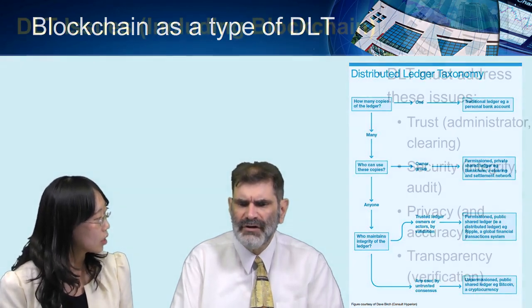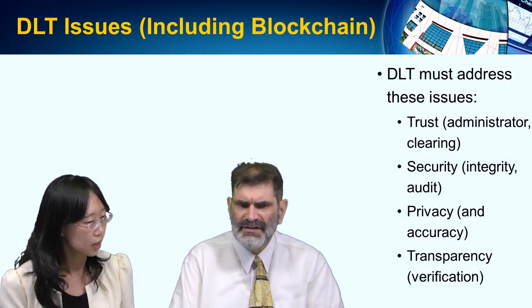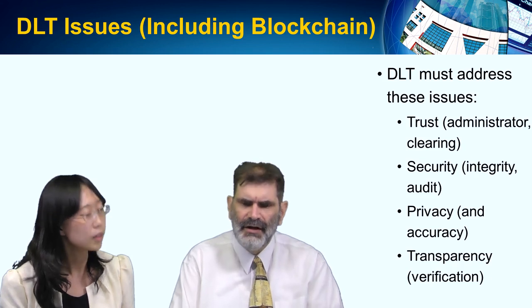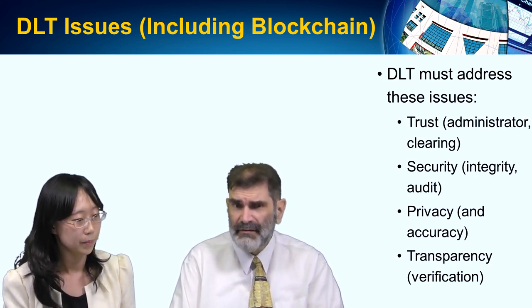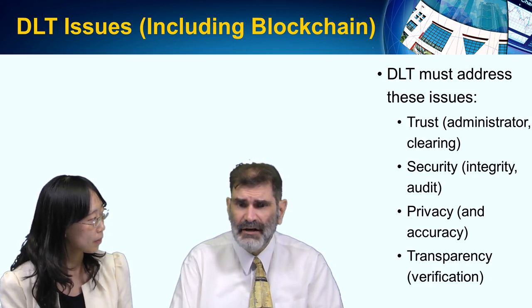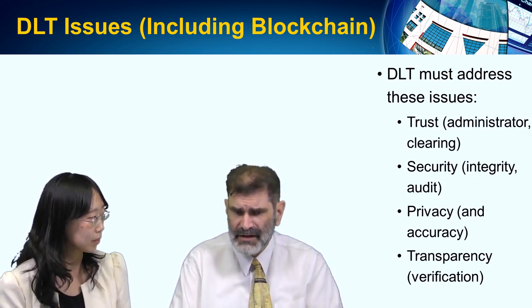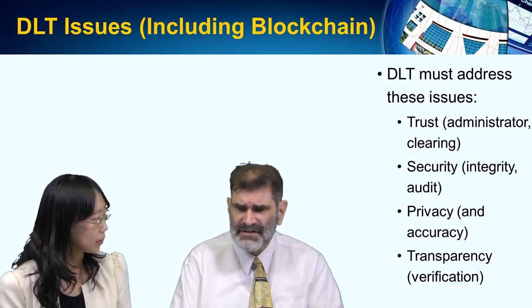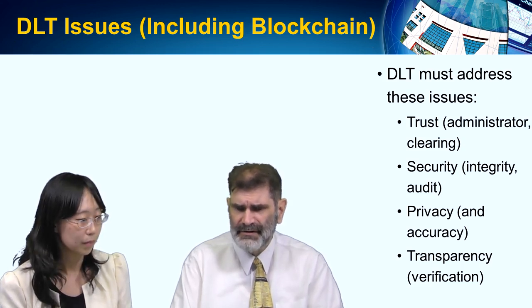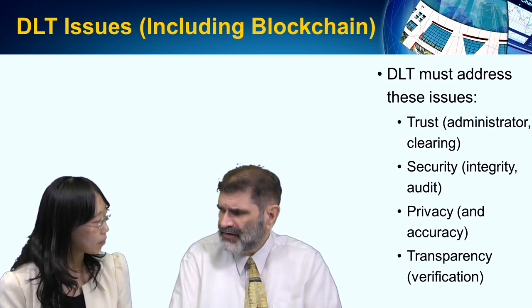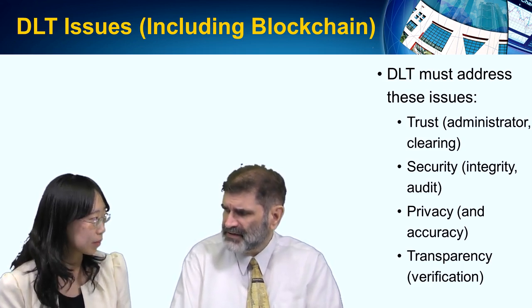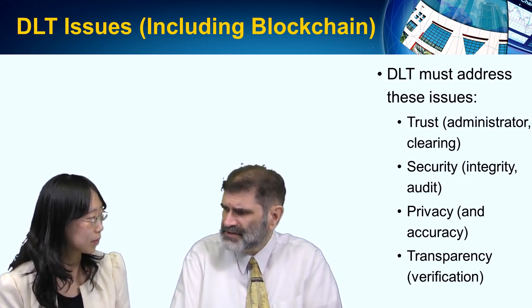Okay, so blockchain is kind of new. It's a type of DLT, and any DLT or any distributed ledger has to address a couple of things basic to the distributed ledger, one of which is trust. How does blockchain do that? I don't have any administrator. I don't have any central clearing. Everybody's doing this. How do I know I can trust them?